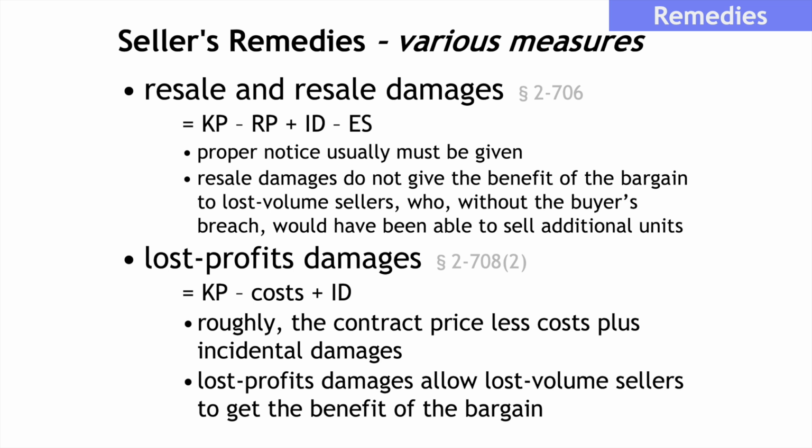So for lost volume sellers, resale damages don't really work, so there's lost profits damages. So lost profits damages are the contract price minus the costs plus incidental damages. So if I don't perform on my contract to buy a new pickup truck from the car dealer, then they can get a measure of damages based on the retail price. The contract price was $40,000. I pay $25,000 wholesale to the manufacturer, so I've got to get the $15,000 to be up to where I would have been if you'd performed on your contract, to get the benefit of the bargain.